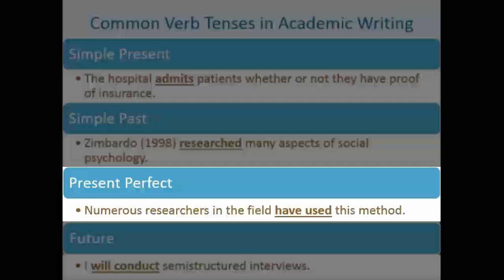Present perfect tense is often used to explain an action that happened over a period of time in the past. So, like the example, numerous researchers in the field have used this method.